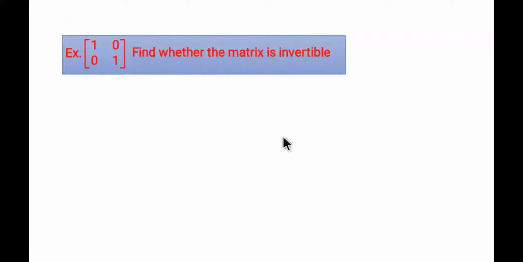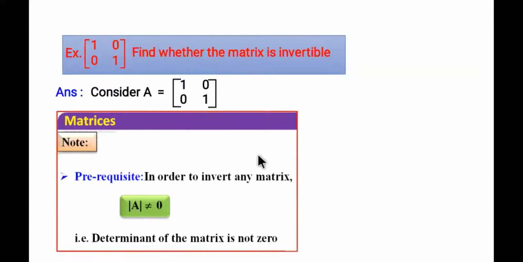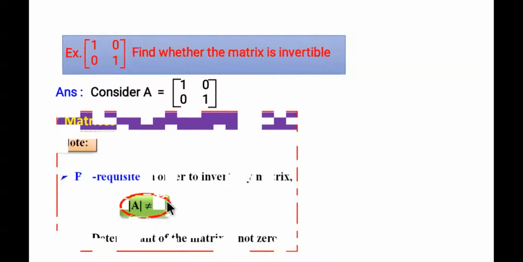Just now I have explained to you all, that is, the determinant of that particular matrix should not be equal to 0. So let's solve that. Consider this matrix which is given to you, and remember the condition. In order to invert, the determinant of A should not be equal to 0. So let's find the determinant.